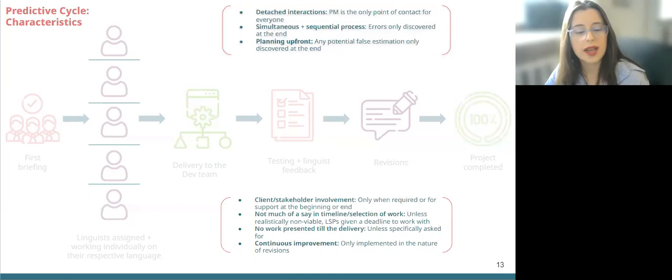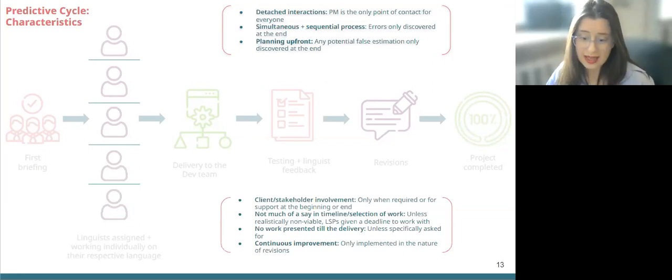And in a predictive life cycle, unless it's a creative work or a project that has a more relaxed turnaround time, we might not get a say in the timeline or selection of work. We might not have a position to make any suggestions. We will maybe be expected to merely deliver as the provider. And we wouldn't necessarily present any work till the actual delivery unless specifically asked for.